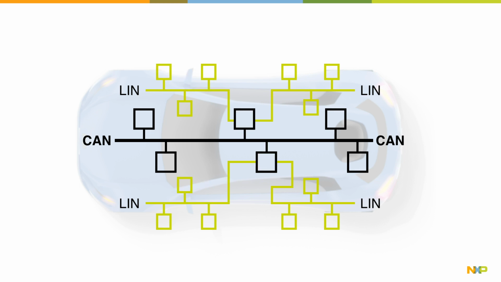Similarly, the driver could hit a button on her door to lock all the vehicle doors. The LIN cluster would again send a message to the CAN bus, which passes it along to other LIN clusters, alerting them to lock their doors.